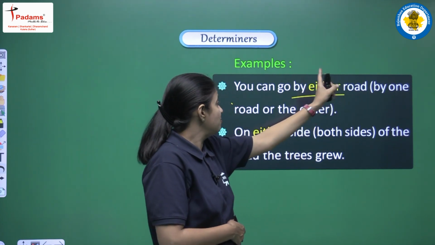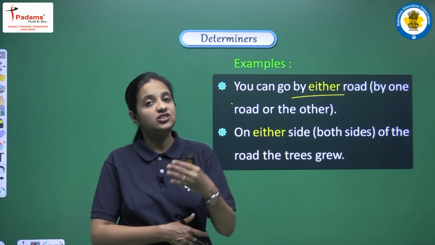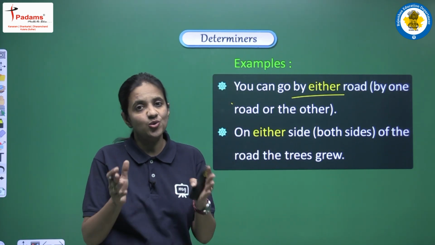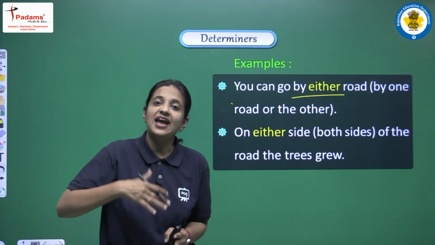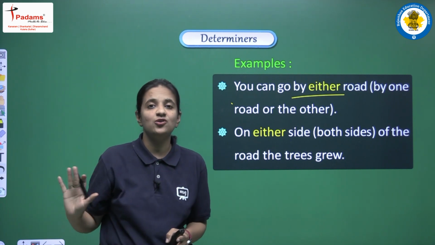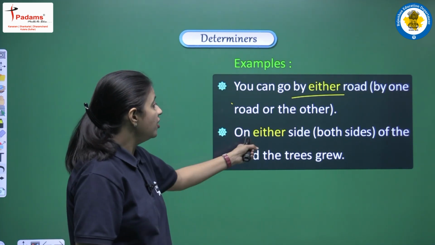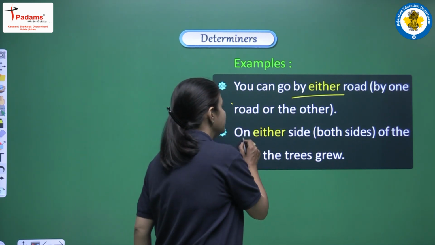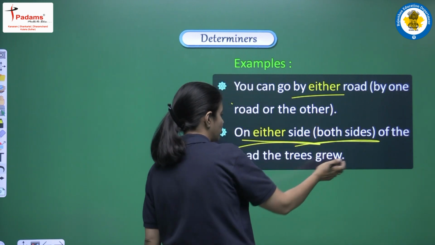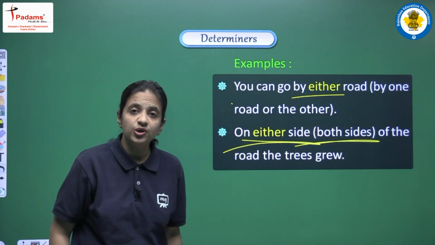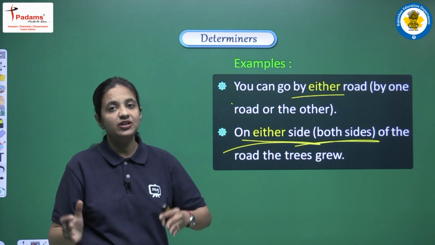So it means by one road or the other. So you can take any road, you can choose any one, right? You have two options, two roads are there in front of you, so you can take either one of these two roads, right? Second example we have: on either side. When we write either side, it means that there are two sides. On both sides of the road the trees grew, right? So we all know that one road or one street has two sides.